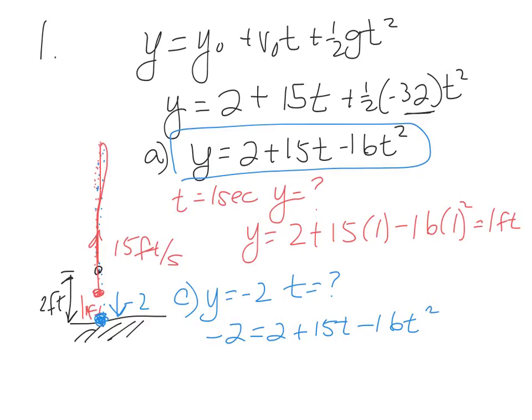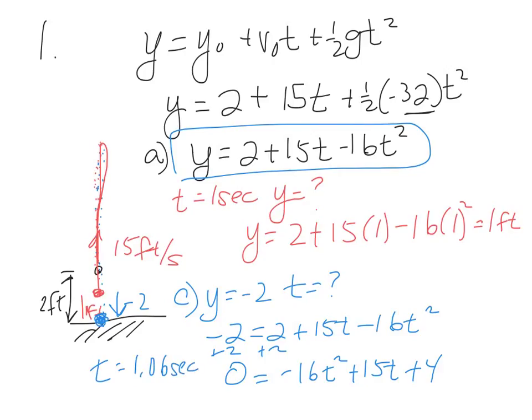And that's a quadratic. We're trying to solve for t. So we'll add 2 to both sides so that we get 0 on one side, equals minus 16t squared plus 15t plus 4. So to solve that quadratic, I graphed it and I calculated the 0, and I found that t is equal to 1.06 seconds. So the ball, after 1 second, had gone up and was here at 1 foot above the ground, and just a little bit longer, 1.06 seconds, is when the ball will hit the ground.